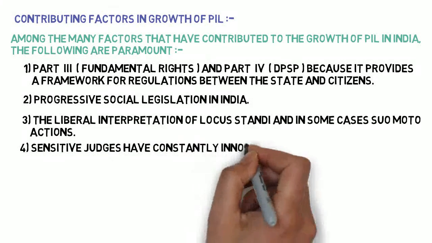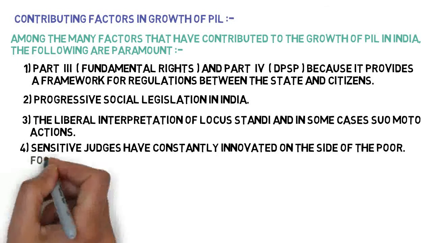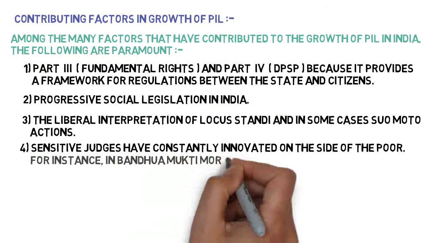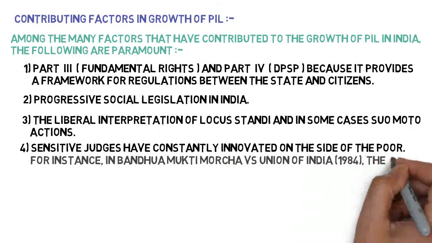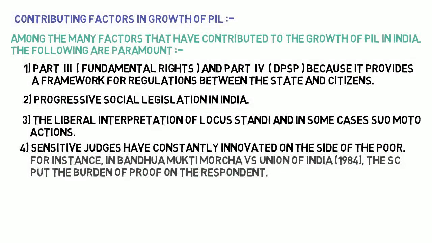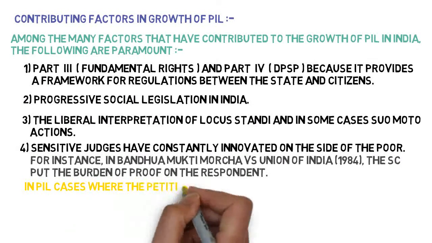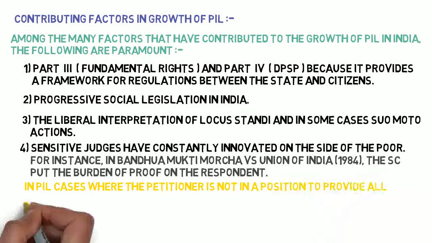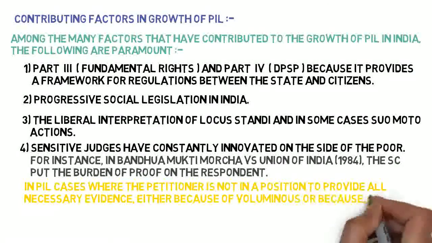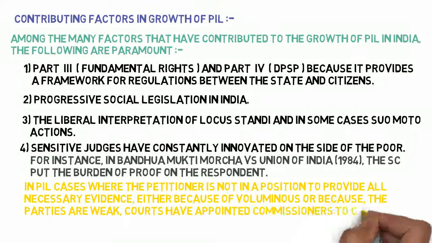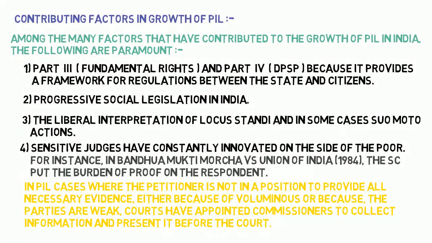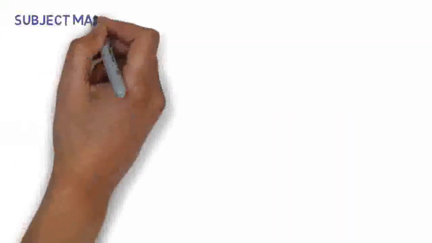Sensitive judges have constantly innovated on the side of the poor. For instance, in Bandhua Mukti Morcha vs. Union of India, the Supreme Court put the burden of proof on the respondent. In PIL cases, where the petitioner is not in a position to provide all necessary evidence, either because of voluminous records or because parties are weak, courts have appointed commissioners to collect information and present it before the court.